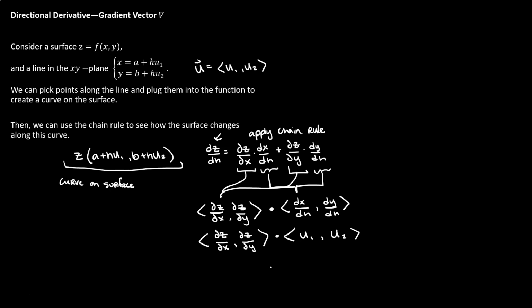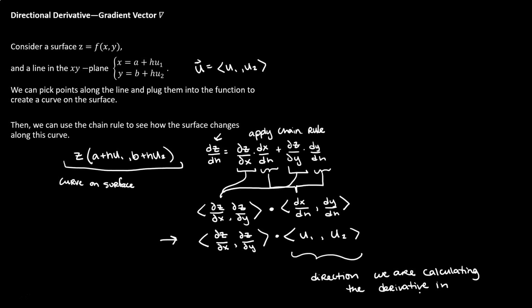So we just found our shortcut. Rather than doing the limit definition of the derivative, we are using this idea that we can substitute all of the points along a curve into our original function for the surface, apply the chain rule, and then deconstruct that chain rule into a dot product between two vectors. One of the vectors is the direction you're calculating the derivative in. The other vector is something new, something we haven't seen before.